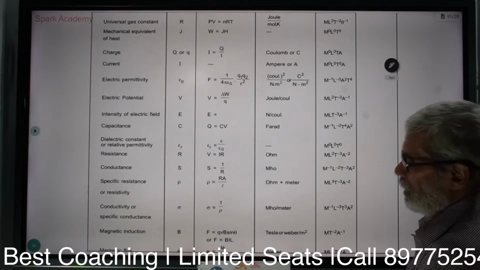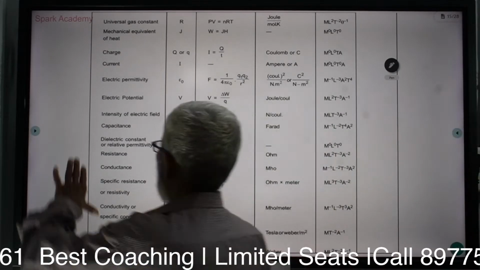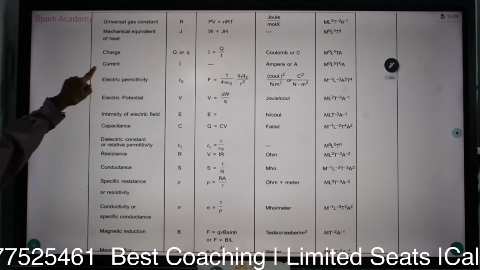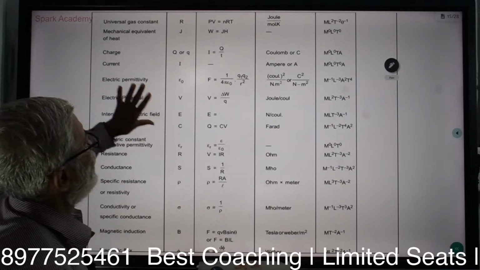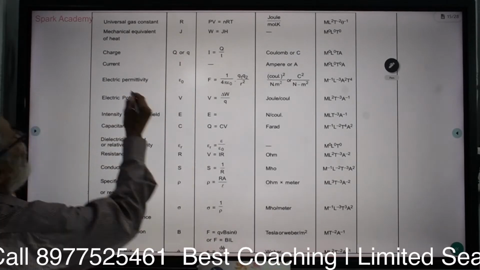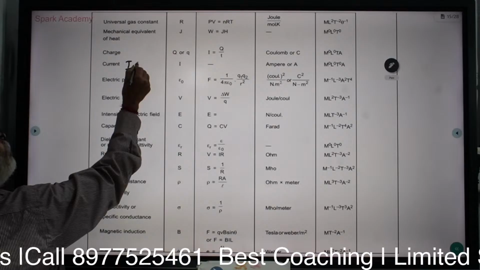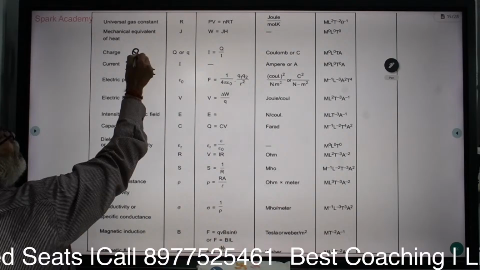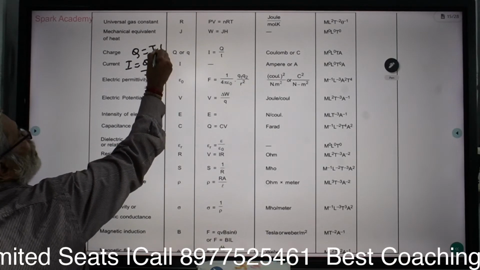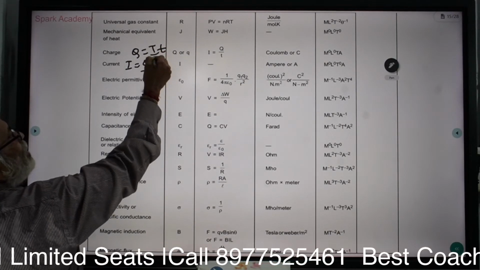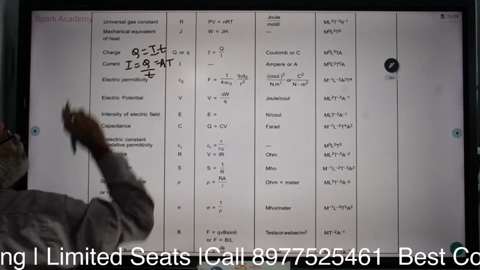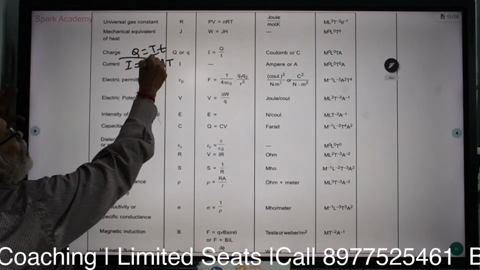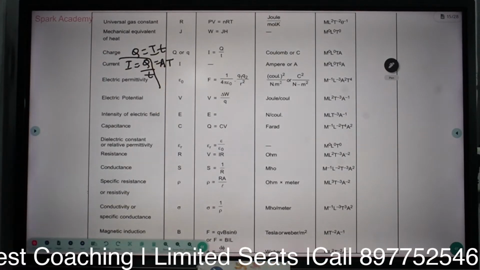This is another tabular column where charge, current. Current is of course ampere. Here one very important thing, current is also equal to Q by T, charge by time. So what is the dimension for Q? Q is equal to IT. So the dimension for I is ampere, into time. The dimension for Q is AT. Like that you should know.